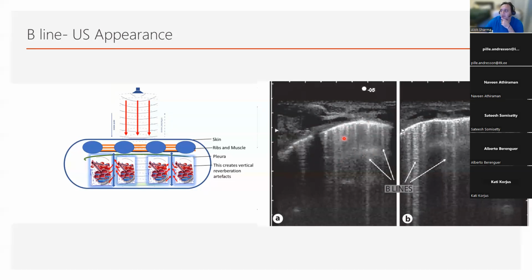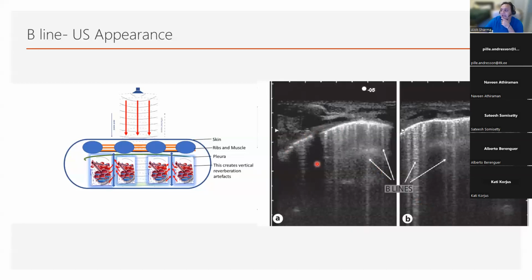And the reason for that is you can see that these B lines, which are vertical reverberation artifacts, have broken the A lines down. They become thicker as the interstitial edema increases. And this is classically quite a thick B line. These are B lines. By definition, they should reach all the way to the bottom. And they must not be confused with Z lines.